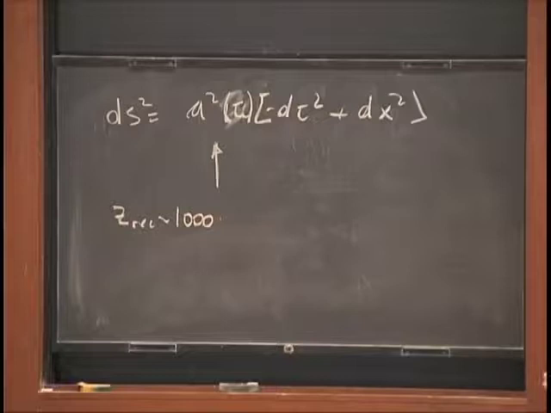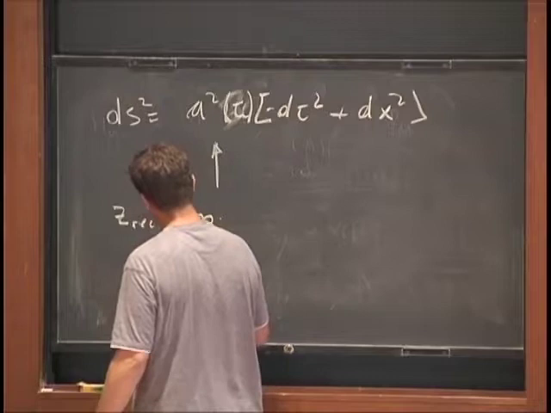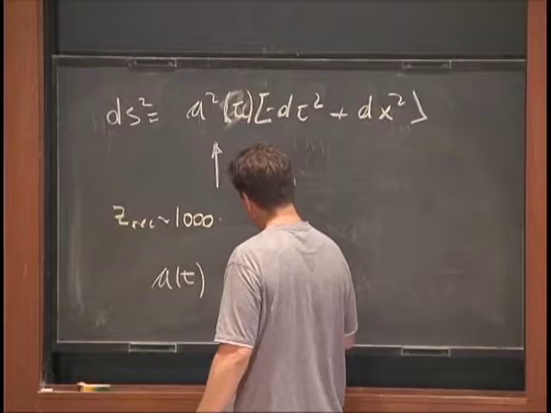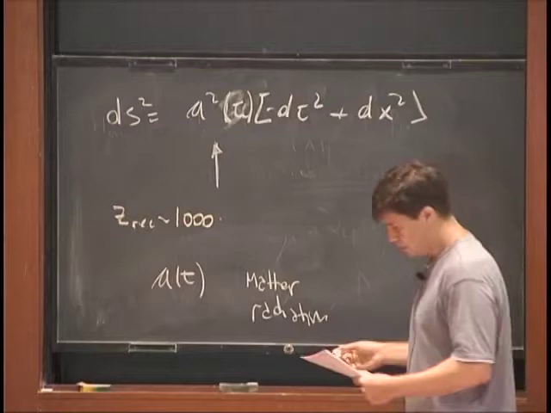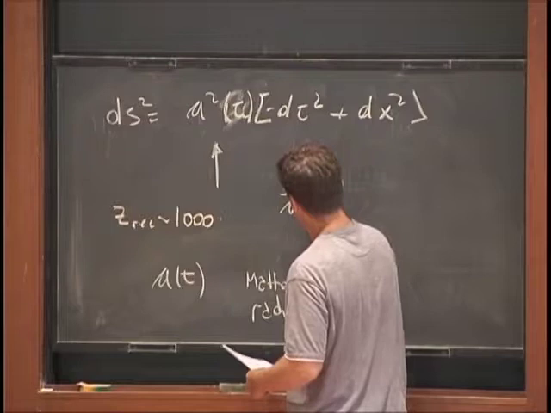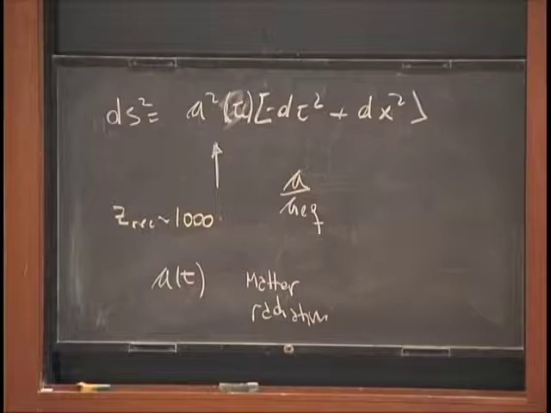But the solution for A of tau in a universe filled with matter and radiation, even including the fact that you go from one to the other, you can find analytically. I can write it if you want. So A over A equality. Okay, let me just write it here. So A over.